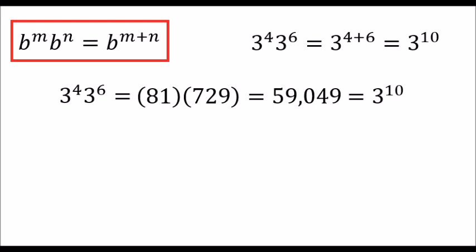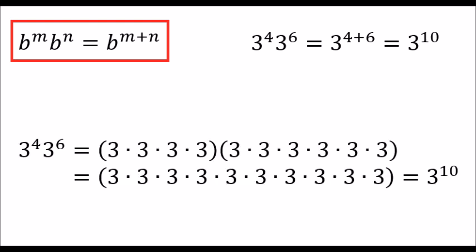3 to the fourth is 81. 3 to the sixth is 729. 81 times 729 equals 59,049, which is in fact the same as 3 to the 10th. That's good, but I wouldn't rely too much on this approach. The whole reason we have this rule is to simplify computation.